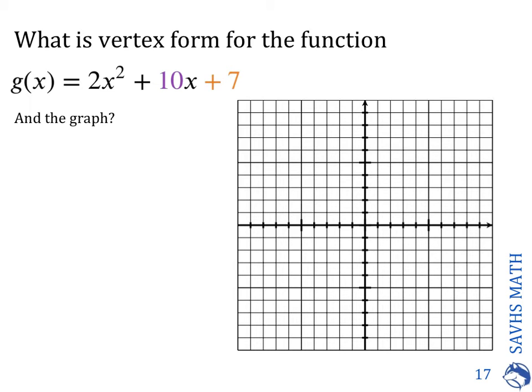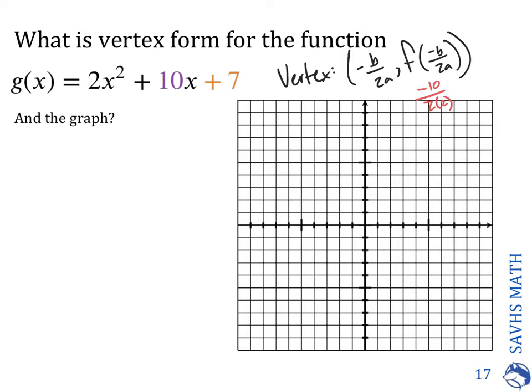So here we go. The vertex is at the point negative b over 2a, f of negative b over 2a. Okay, so what's negative b over 2a? Well, negative 10 over 2 times 2 is negative 10 over 4, which is negative 2.5. So that's the x value of the vertex. What is the y value of the vertex? It's what happens when you take the x value of your vertex and put it back into the function right here. So let me just write vertex.